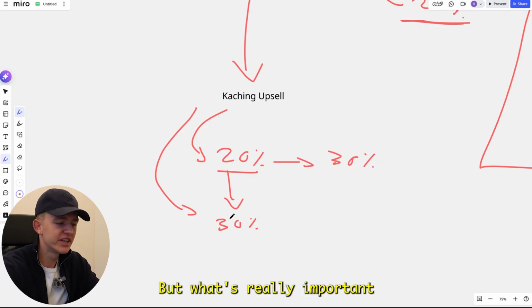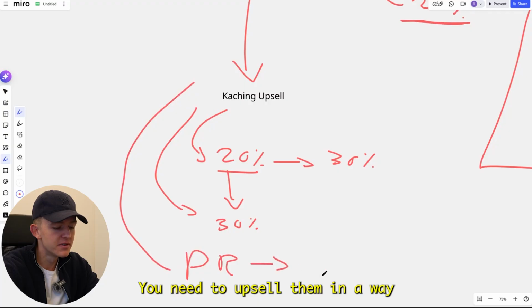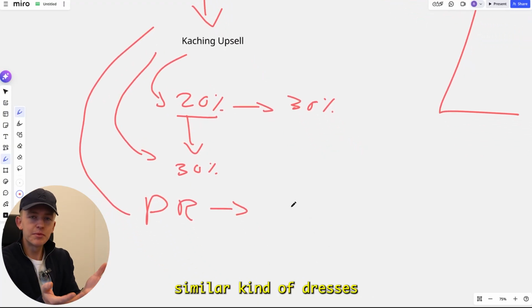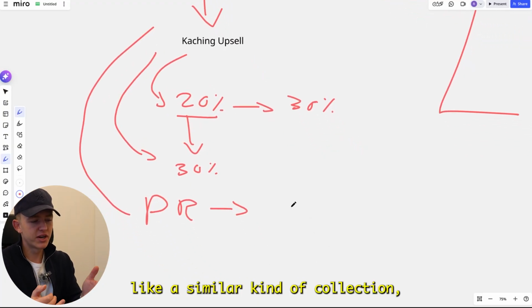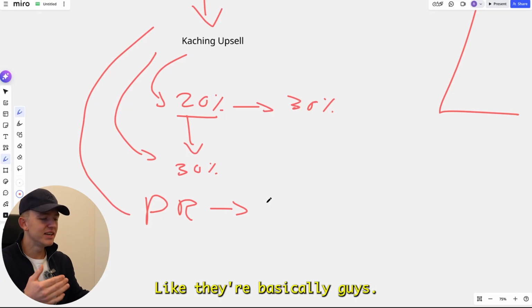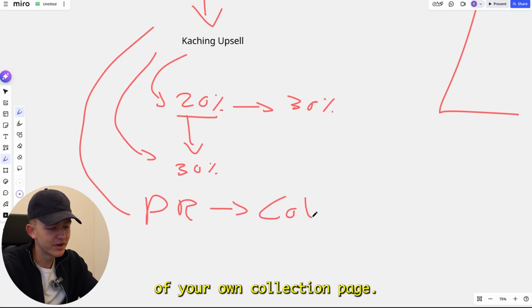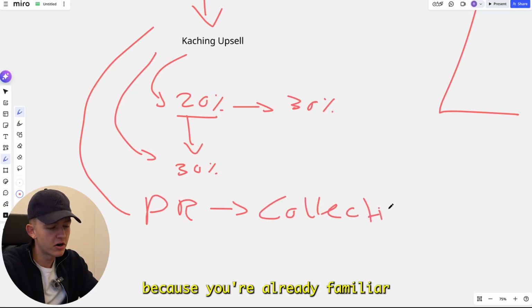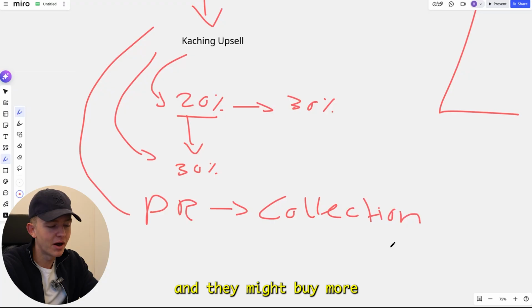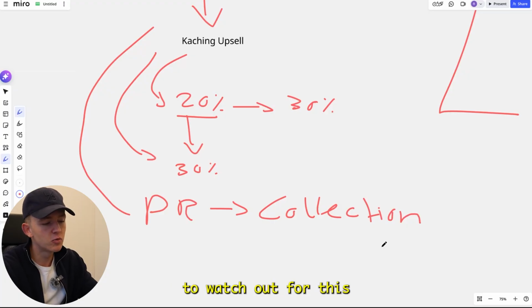But what's really important is, let's say you have a dresses collection. You need to upsell them in a way that they get a similar kind of dress, a similar kind of collection, but not the same ones, so they can buy more. They're basically getting redirected inside of your own collection page. And that's really important because they're already familiar with that collection page and they might buy more because of the good discount. And it's also another dress.